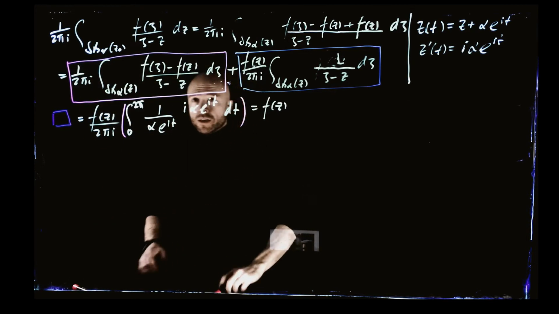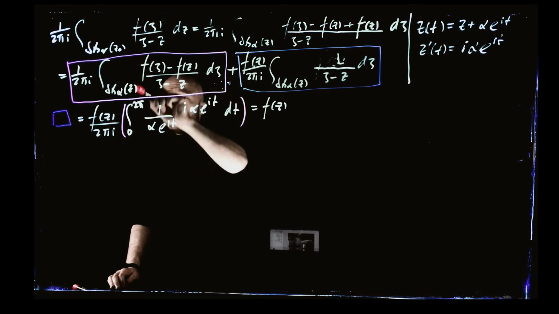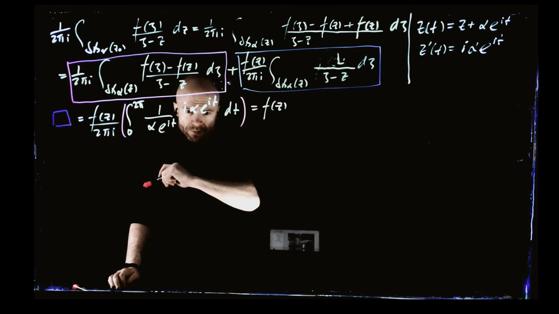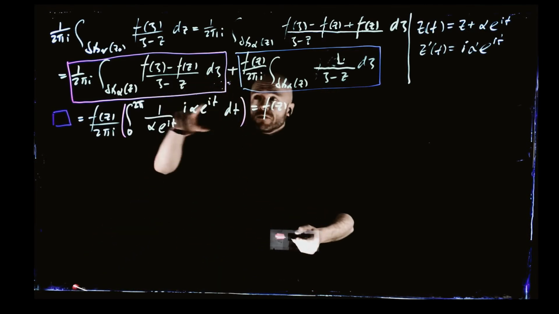We are integrating this function around this small ball. Cool. All right, so what would happen if we parameterize this?